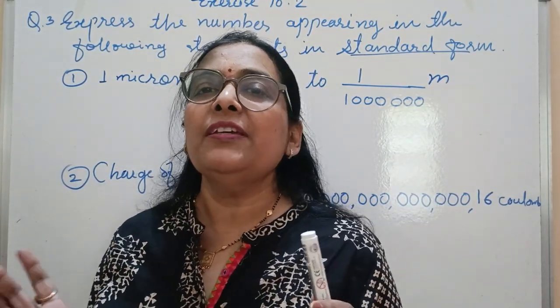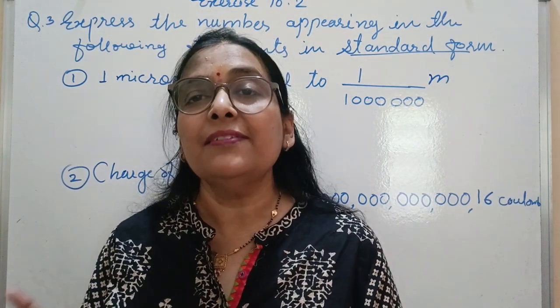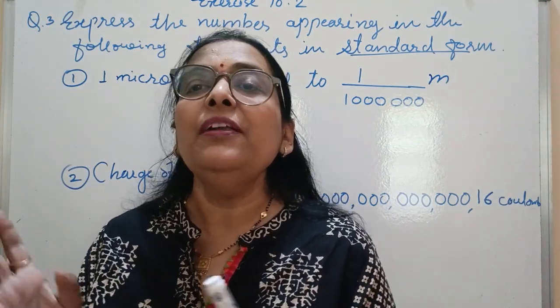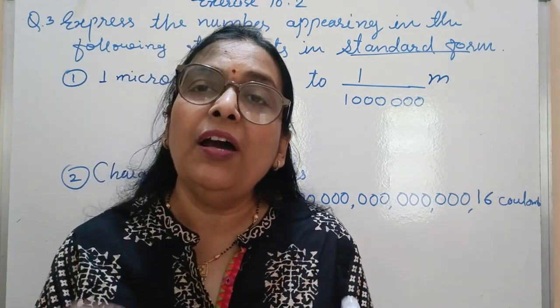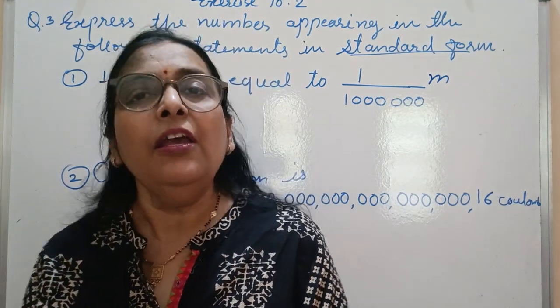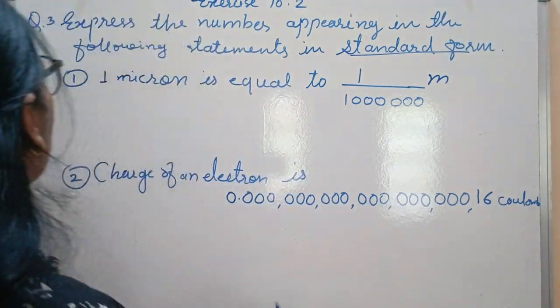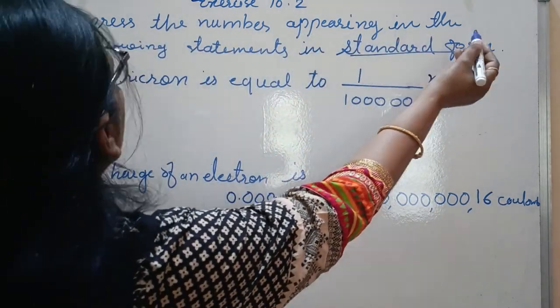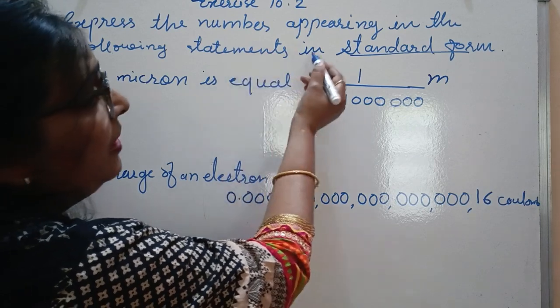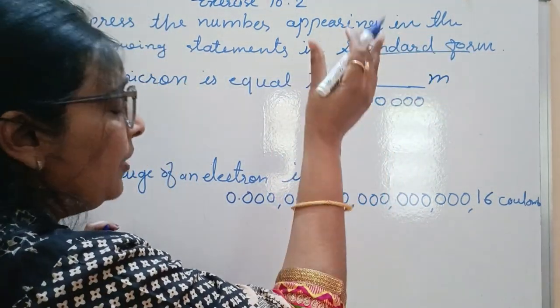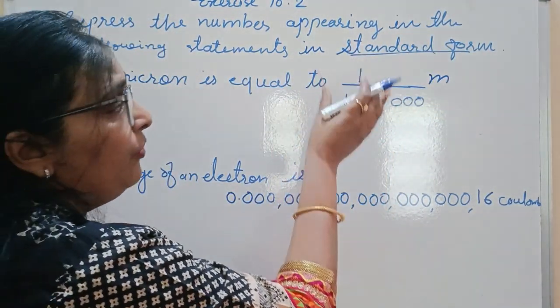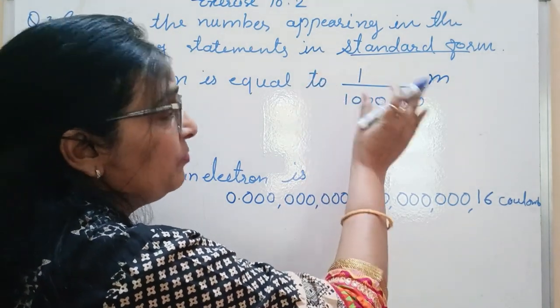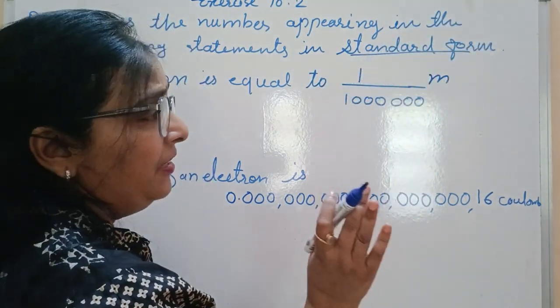Again we will start with exercise 10.2 of class 8 chapter 10, exponents and powers. Questions 1 and 2 I had already completed. So let's start with question 3. What is given here? Express the numbers appearing in the following statements in standard form. That means whatever number is given, you have to express it in standard form.